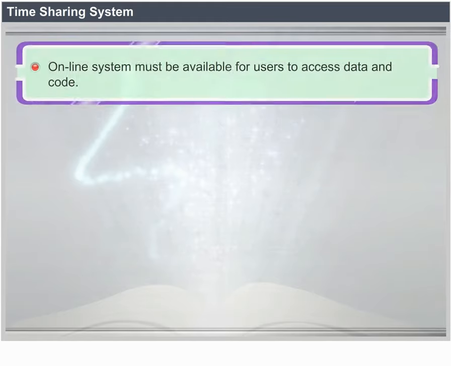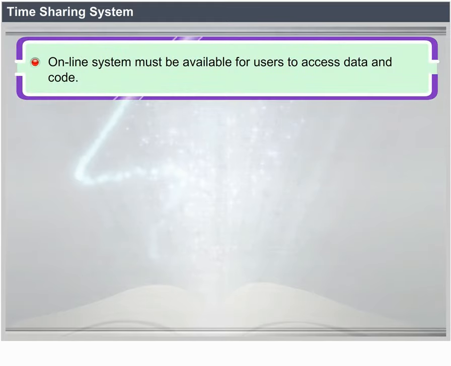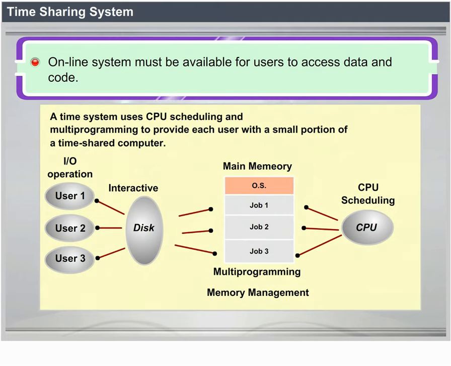A time-sharing system uses CPU scheduling and multiprogramming to provide each user with a small portion of a time-shared computer. As shown, multiprogramming memory management. As shown, time-sharing systems provide the following.